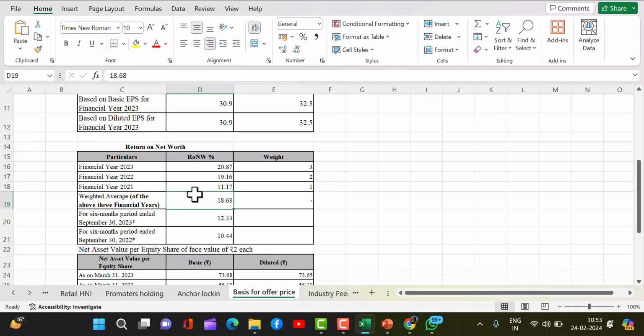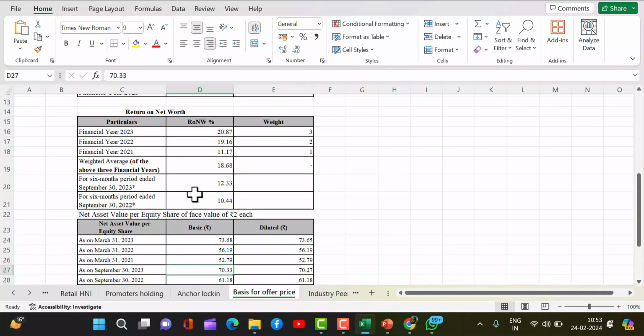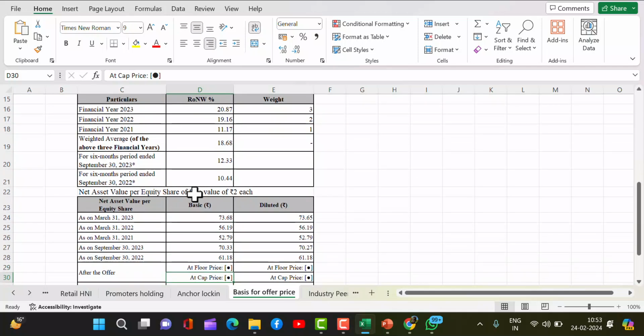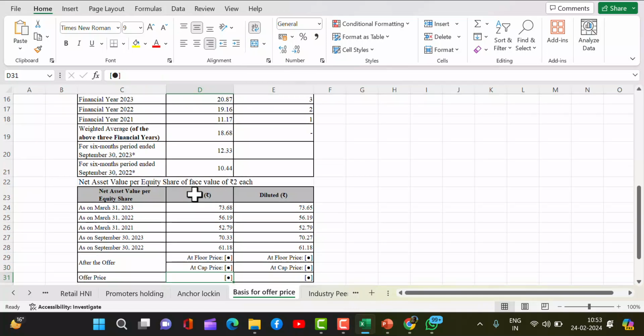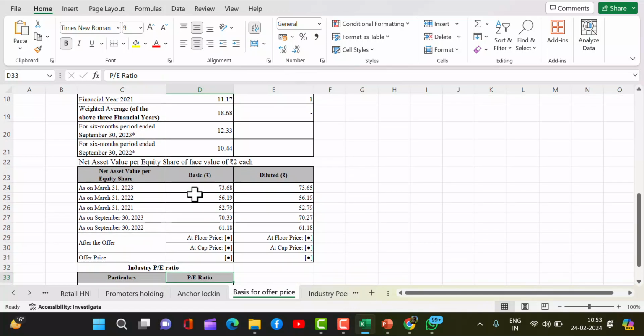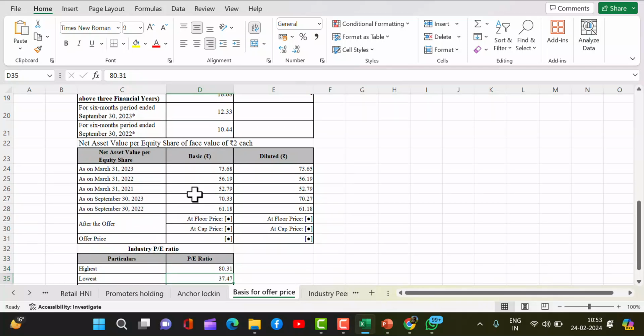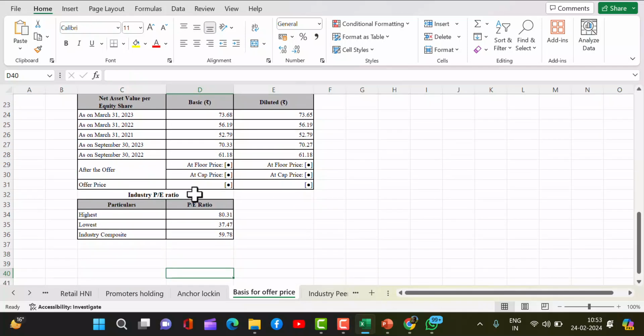Okay, so they have calculated the net asset value also. Okay, fine. So this is basically the book value of the share. Then when you come to the industry P ratio, so how the industry has been trading. We'll see what companies are there in the industry. The highest P ratio is 80, so there is one company trading at a P multiple of 80.